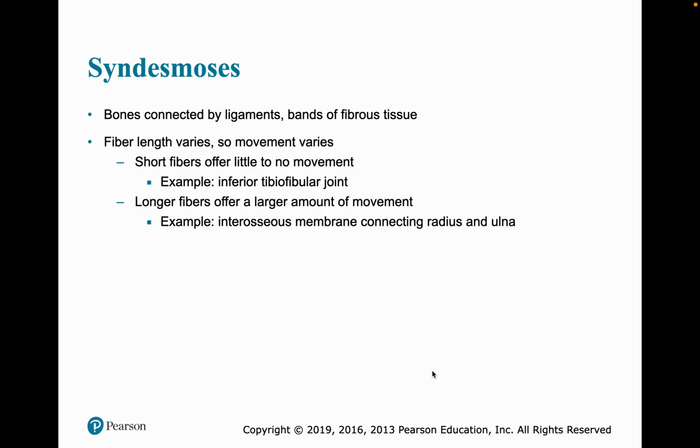In syndesmoses, the bones are connected by ligaments and bands of fibrous tissue. The fiber lengths vary, so movement varies. The short ones that offer little or no movement would be, for instance, in the inferior tibiofibular joint in the leg, whereas longer fibers can offer a larger amount of movement. And when we talked about the interosseous membrane between the radius and the ulna, that was a good example of those.